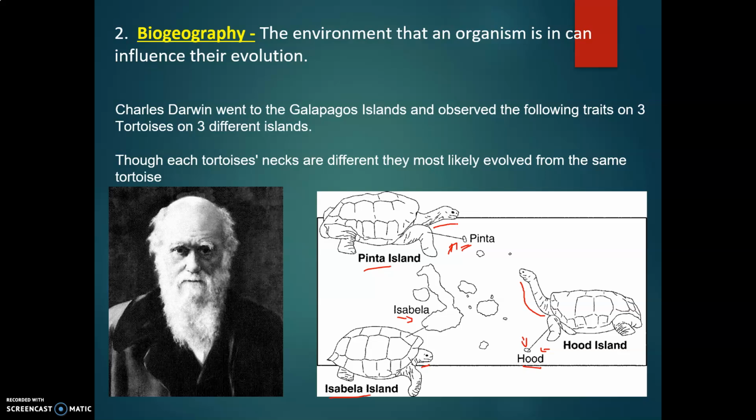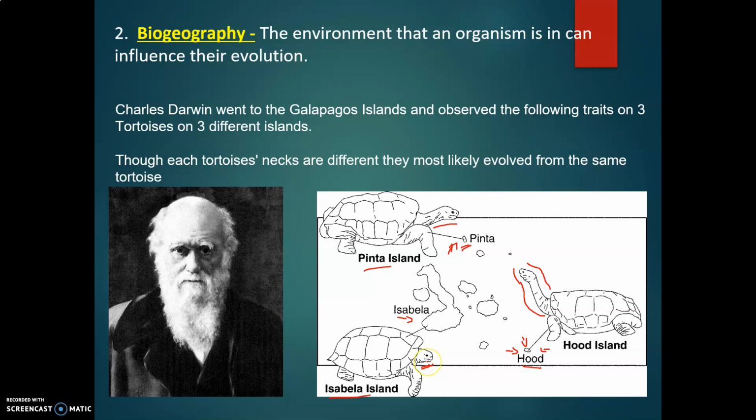It was based off of their food source, okay? You could surmise, you could guess that the food source on the Hood Island is probably located what? Higher up. Okay, maybe midway through bushes and stuff like that, on top of the bushes and stuff. So therefore, over millions of years, they evolved to have longer necks. This is literally in the same area. These guys, same area, same common ancestor, but these guys' necks evolved over time. Where the Isabella Island tortoise, its food source is probably where? On the ground somewhere, right?